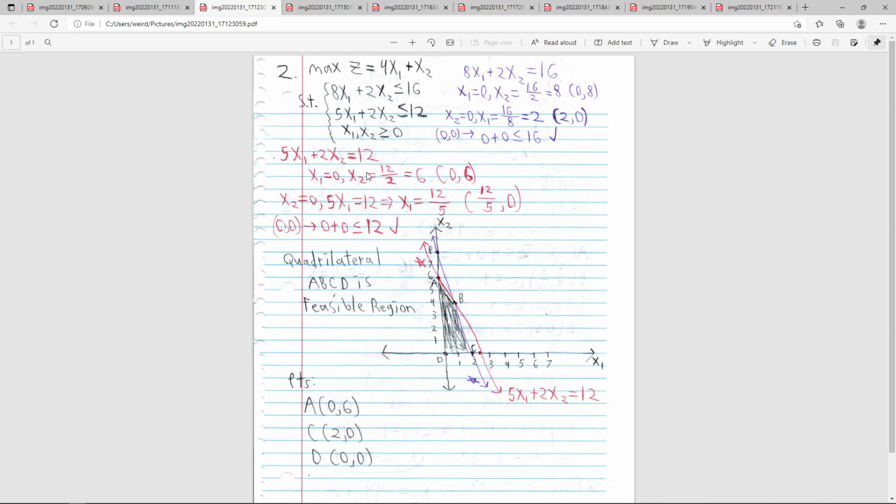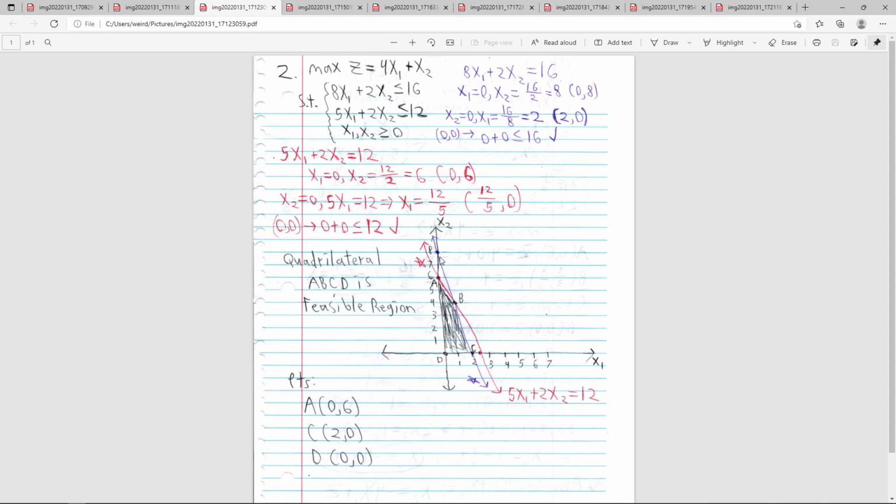5x1 plus 2x2 equals 12. You get (0, 6) and (12/5, 0). And the (0, 0) coordinate will, of course, also be 0 plus 0 less than or equal to 12, so it checks out. So we find that quadrilateral ABCD is the feasible region.